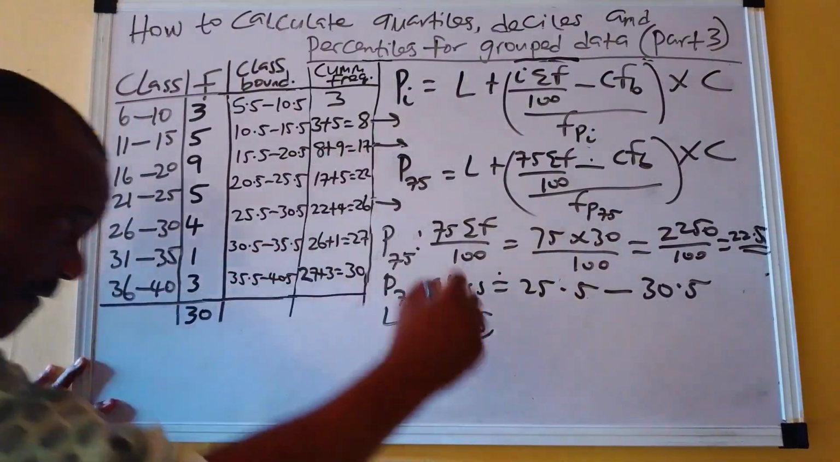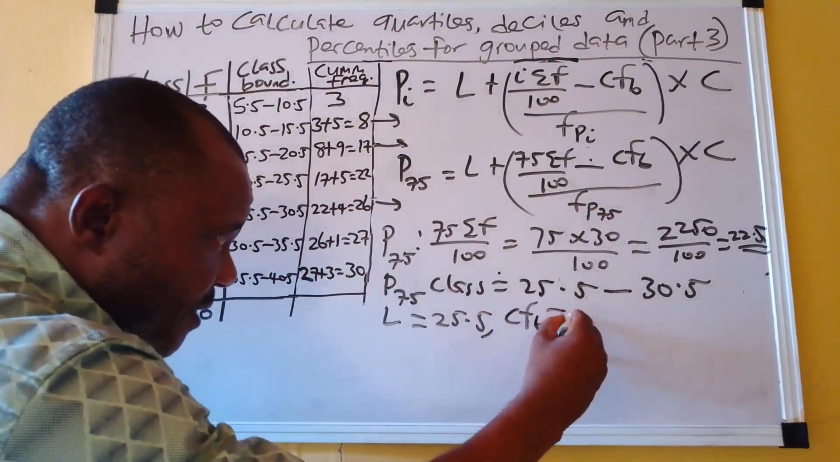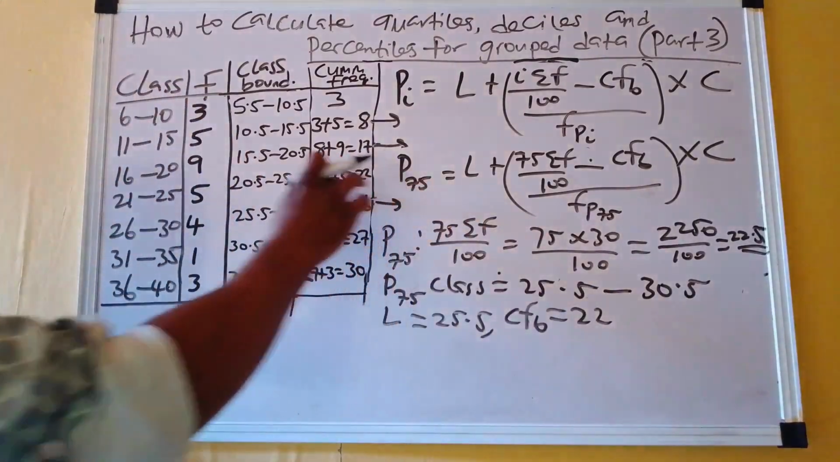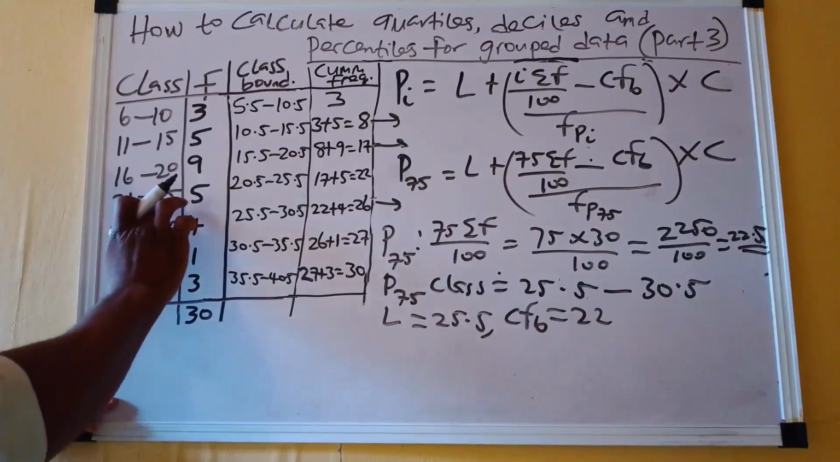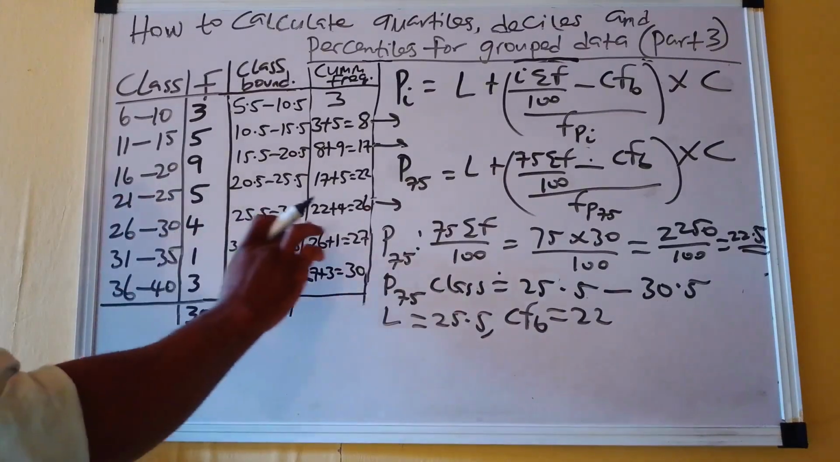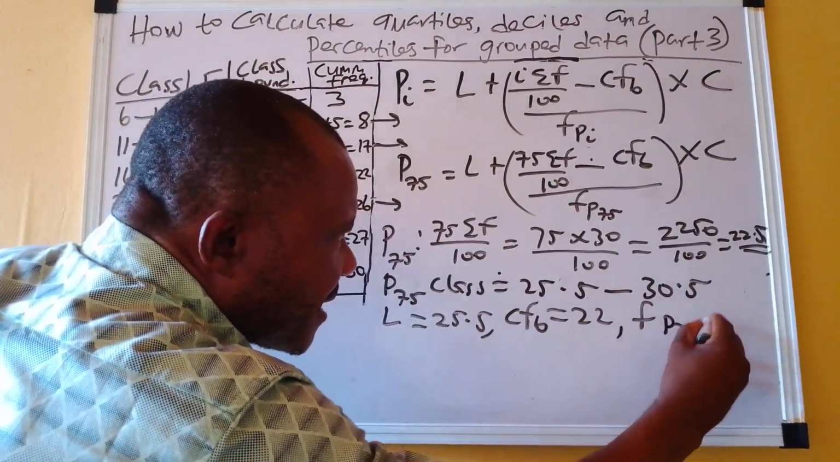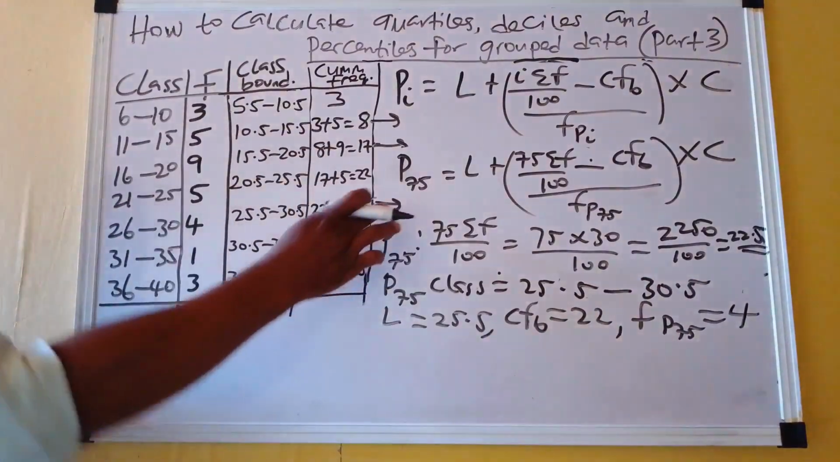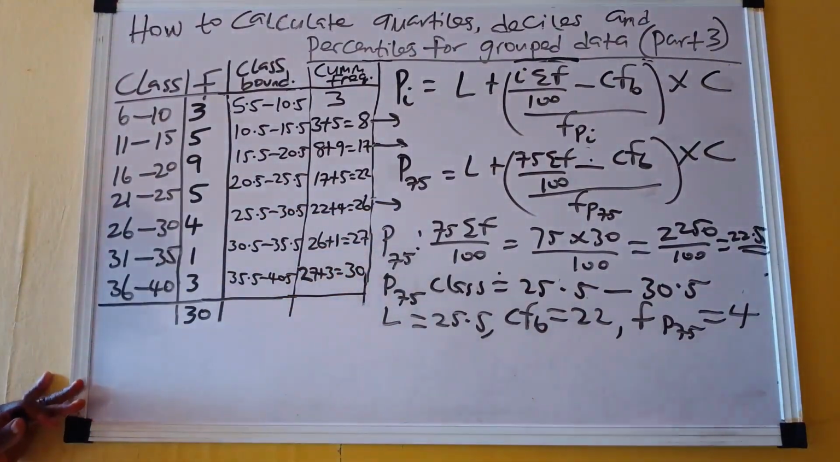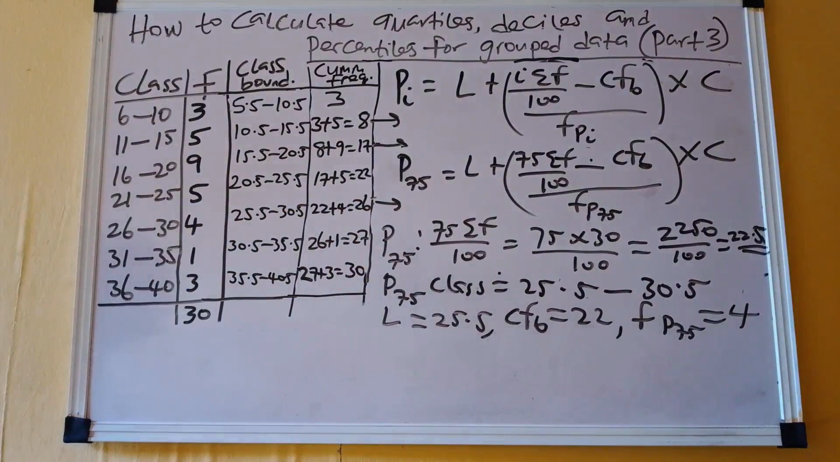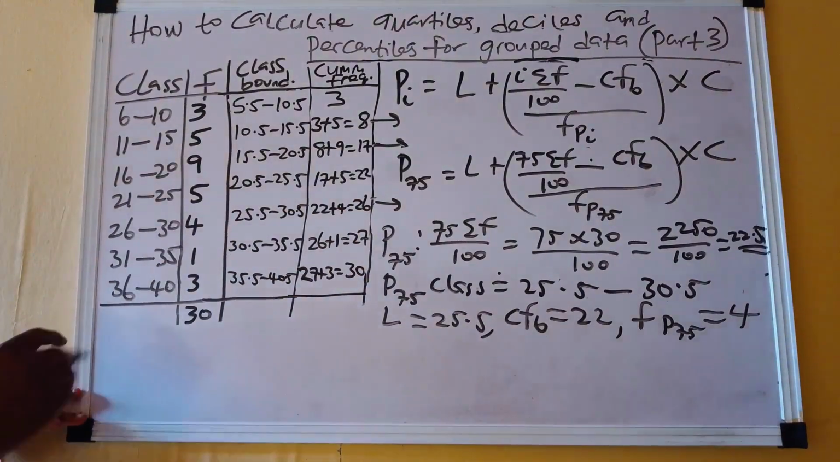Our cumulative frequency before it, CFB, is equal to 22. Then the frequency of the P75 class is equal to 4. The frequency here is 4. So we can now come ahead and calculate our P75.